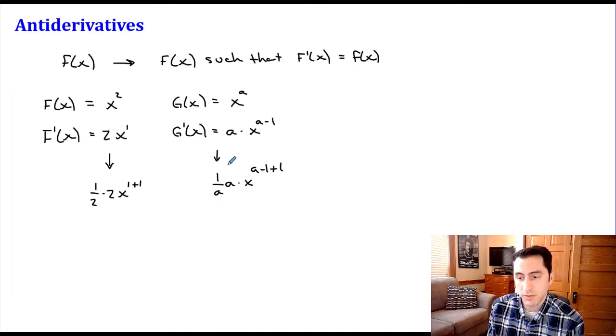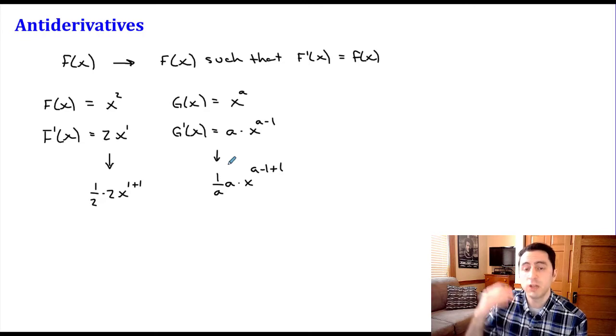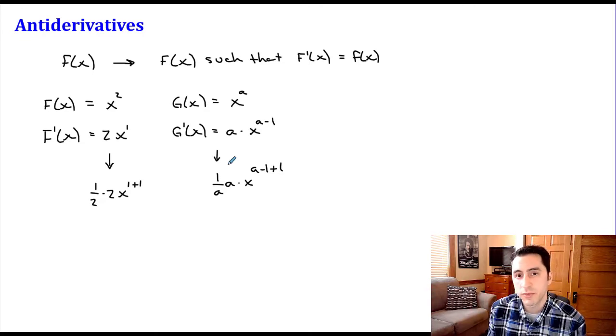So generally, when we're taking the derivative of something, the exponent reduces by 1. When we're finding the antiderivative of something, it's the opposite. So now we're increasing that exponent by 1. Plus, the other thing we need to take into account is that coefficient that's out front. So we may need to multiply by something so that it simplifies the way we want.